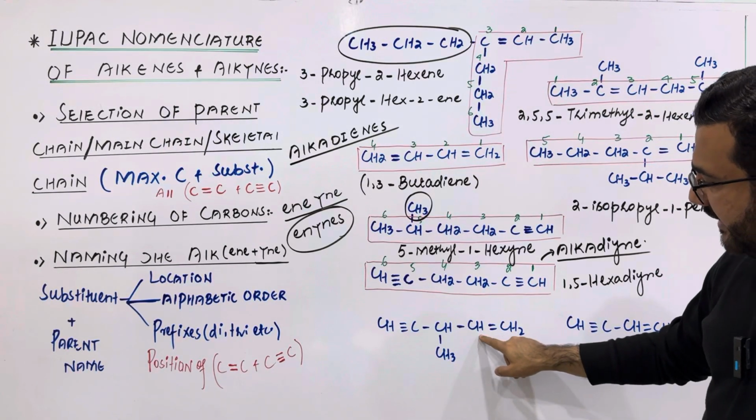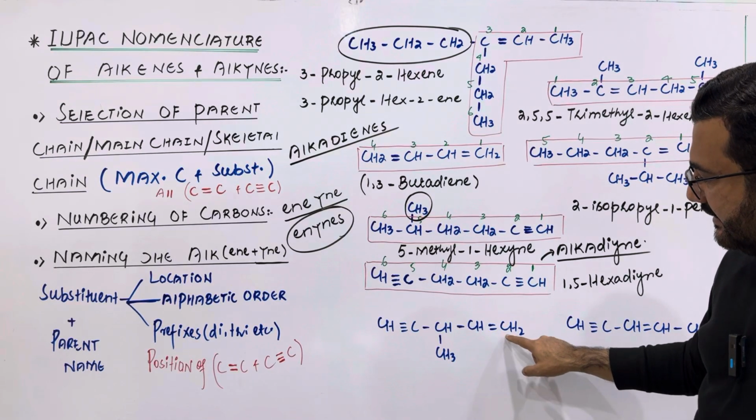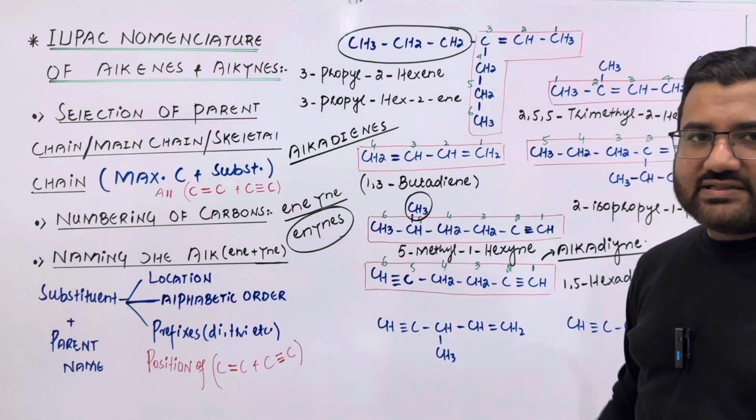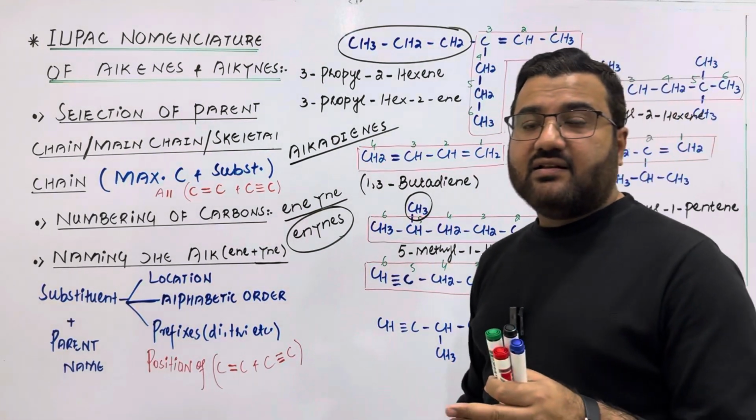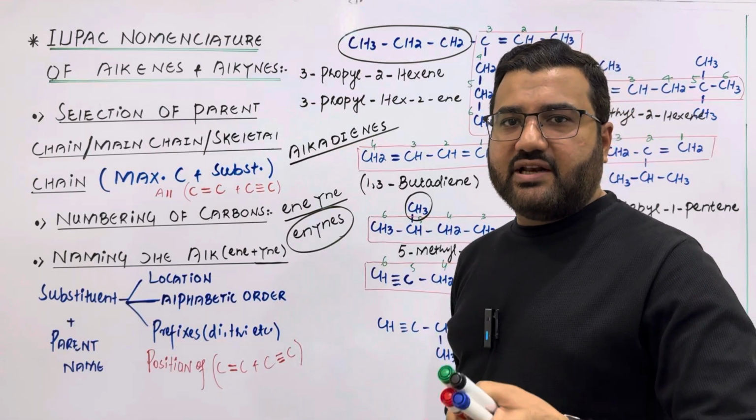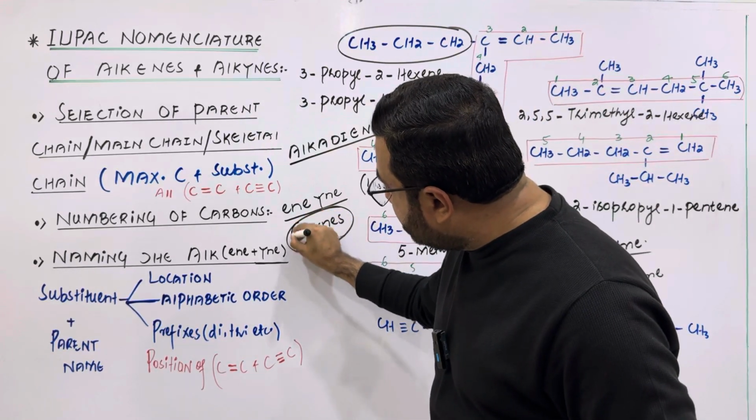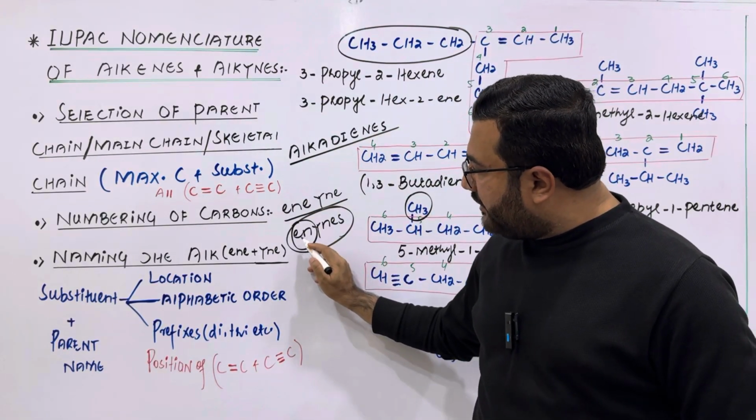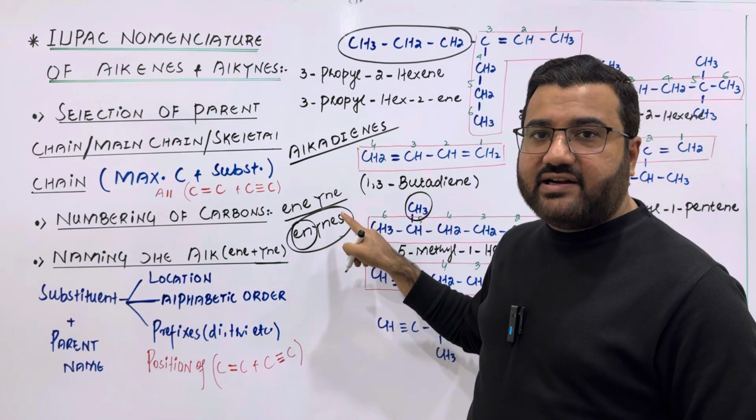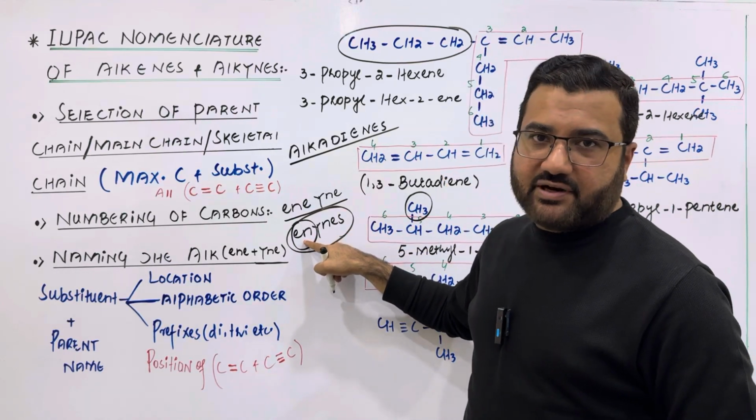If the double and triple bond are at equal distance, just like in this example, you can see from this end the double bond is present between first and second carbon, and from this end the triple bond is present between first and second carbon. Then which one will be preferred? Either you prefer the double bond in numbering or the triple bond, because we name them as enynes. It means we first write en, which is an indication of the double bond, and then yne, which is an indication of the triple bond. So while naming them, en is preferred.